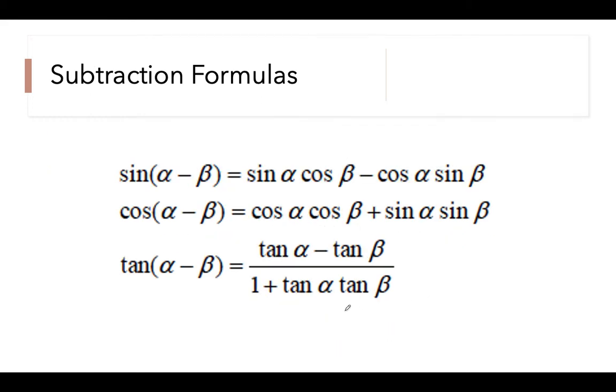Now this is the subtraction formula, so we have sine of alpha minus beta. In this case, it's the same pattern as sine, but this time it will be subtraction for sine. On the other hand, for cosine, it's going to be positive, adding. And for tangent, you will notice that it's subtraction over here and addition over here, but it's the same pattern of the terms.